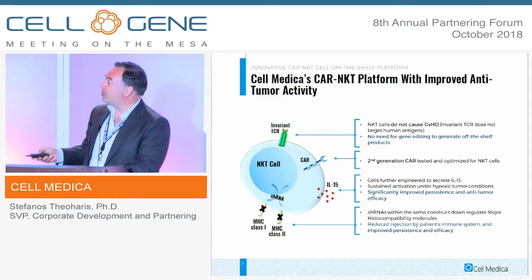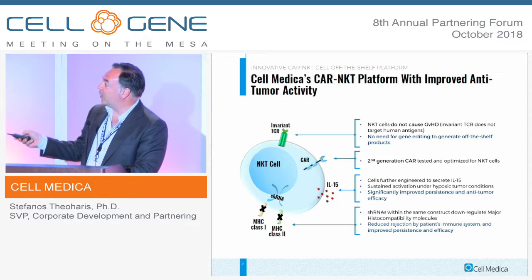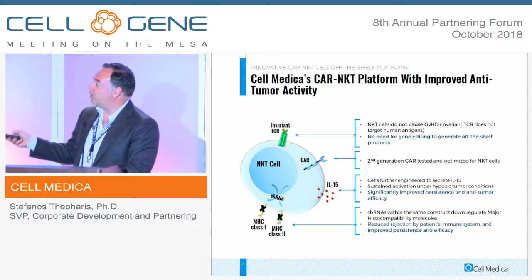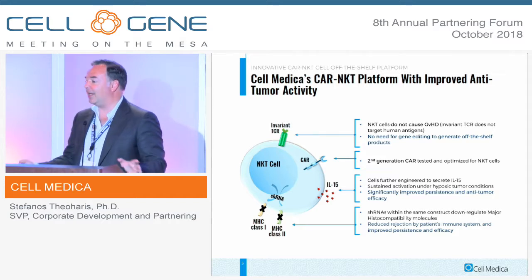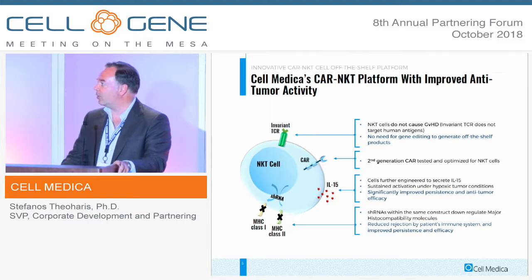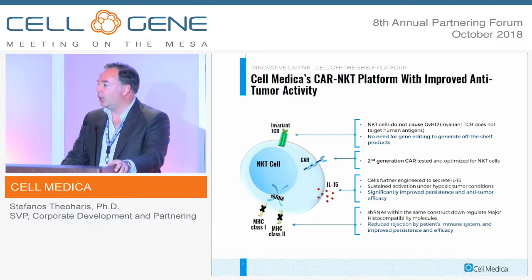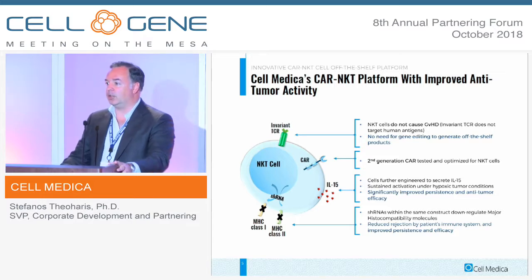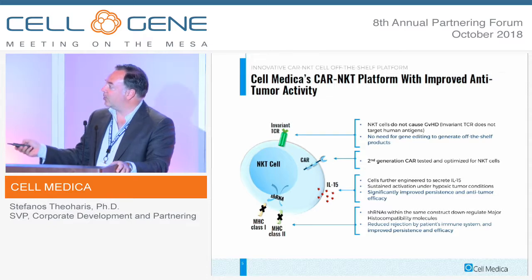So our platform is basically based on these NK T cells with that invariant TCR. We don't need to remove that TCR, which basically means we get to skip the whole gene editing approach, TALEN, CRISPR, or any other technology. That means the manufacturing process is considerably simpler, and obviously there is a lot less optimization needed in the process development, manufacturing these CAR-NKT products.